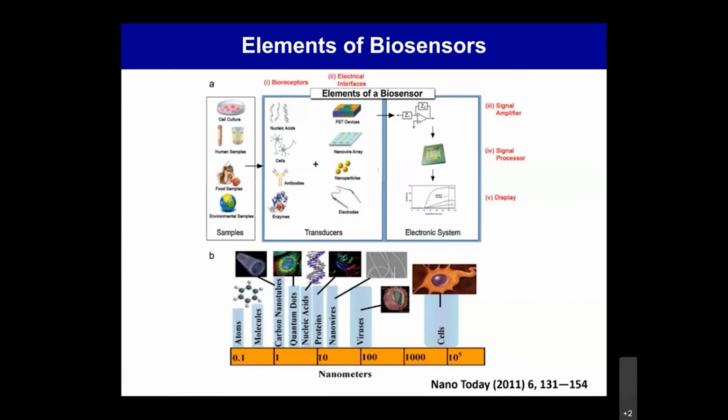And then, of course, you need to have an electronic system, which is what we would eventually use to give out the signal, right? And these sensors can act over a very large length scale, starting from nucleic acid, DNA or RNA, which is of the order of nanometer, and going all the way to a few micrometers or more, at the cell level, right? So the detection can span length scales also, right?